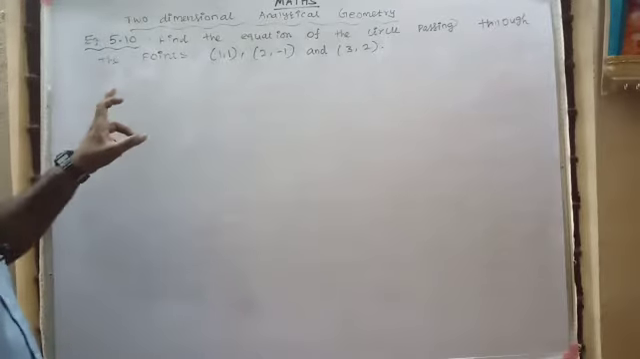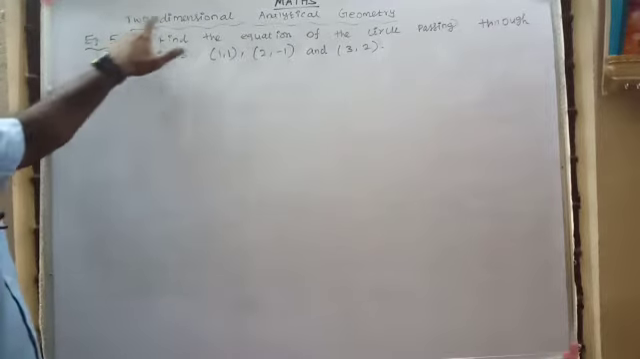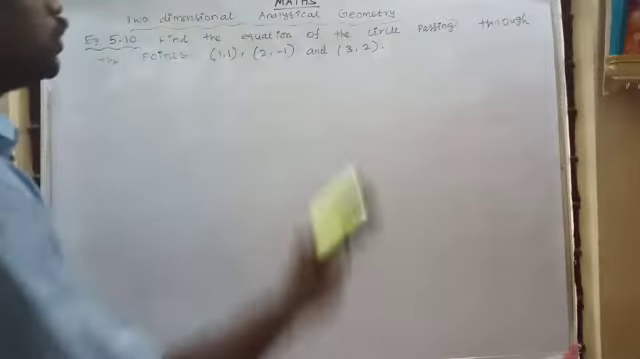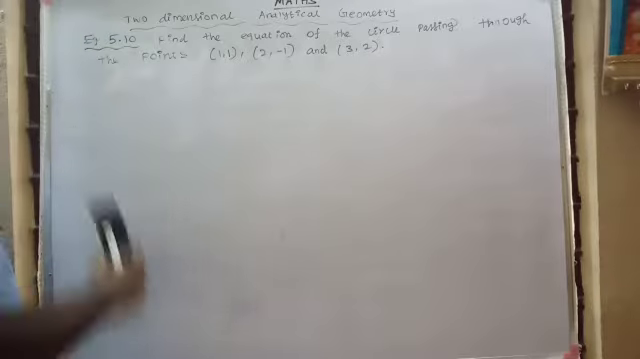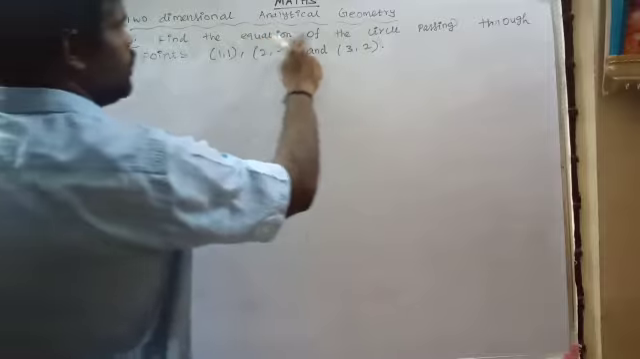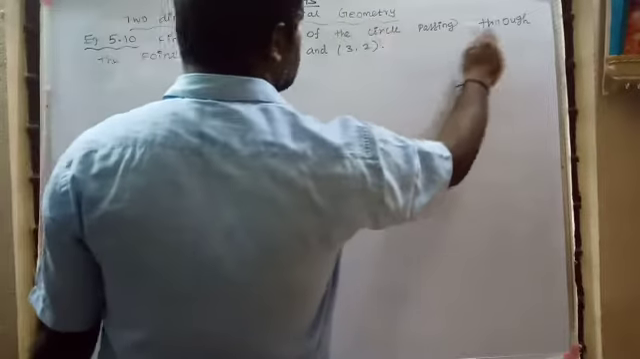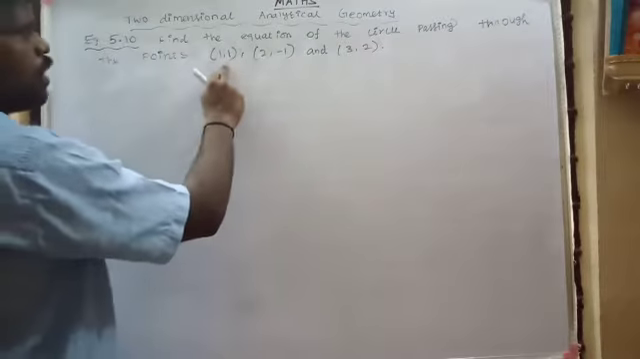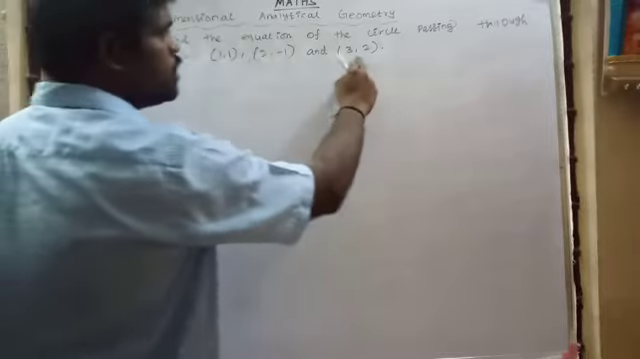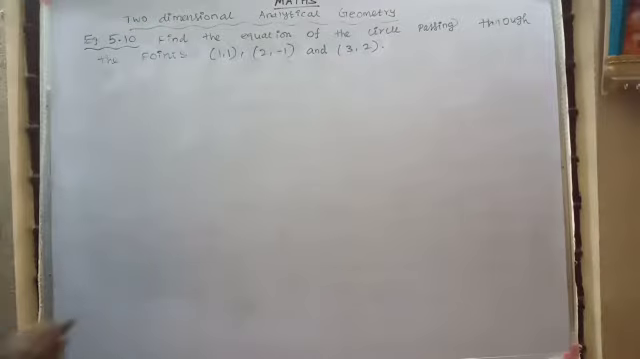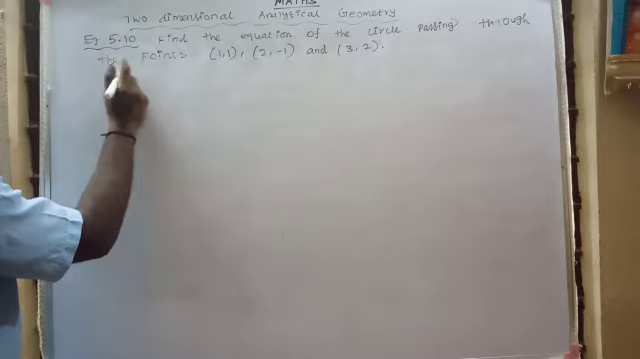Good evening, students. Today we have to discuss the topic two-dimensional analytical geometry 2, example 5.10. Find the equation of the circle passing through the points (1, 1), (2, -1), (3, 2). First of all, we have to write the general form of the circle.